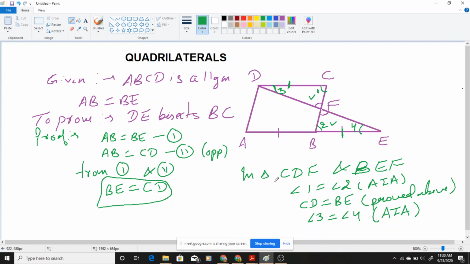So that means the triangles are congruent now. Triangle CDF is congruent to triangle BEF by using the angle side angle property. We have to remember the properties also, angle side angle. You can see first we have taken angle, then side, then angle. So these two triangles are congruent, and I can simply write CF equal to FB.